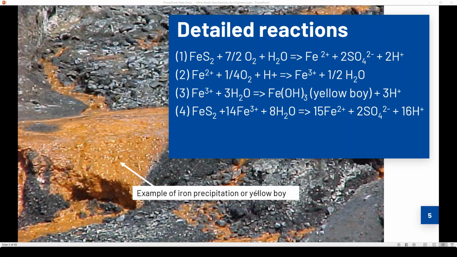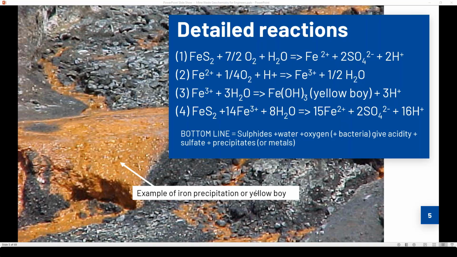Now that is just a starting reaction. Reactions 2, 3, and 4, as you can see, also generate further acidity. If we look, for example, at reaction 3, which is the conversion of iron 3 into the precipitate, yellow boy, that generates some further acidity. And then even further, once we have iron 3, that can in itself act as an oxidant to give us further iron and acidity. So it becomes a self-perpetuating cycle, which is why our focus in design is usually to try and reduce the reactivity or stop the reactions from occurring.